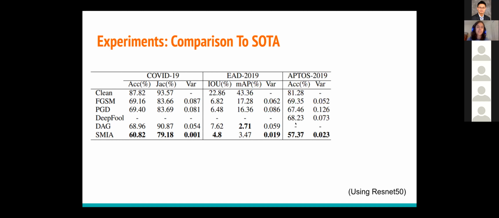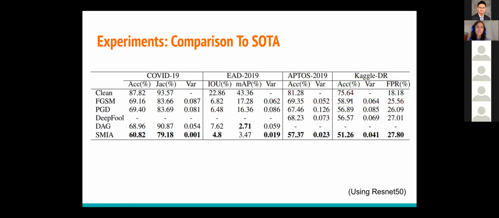And then another benefit is that DAG is unable to perform classification task, so they had to use a different method, DeepFool. Meanwhile, the stabilized method is able to perform all different kinds of tasks. So over here, we still have another classification task, and it's still performing state-of-the-art.